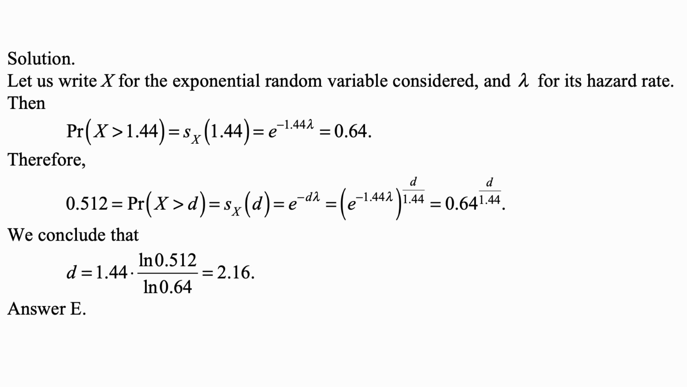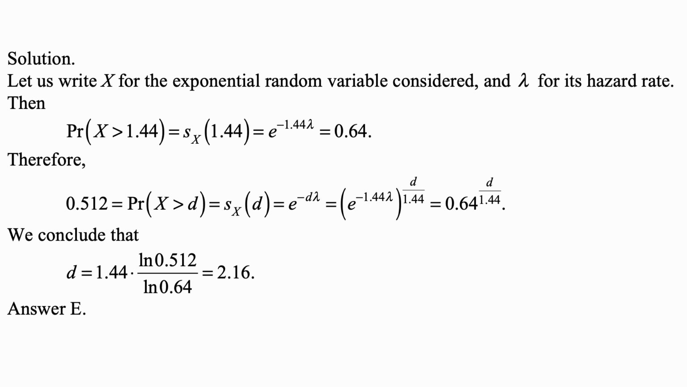Also, we know that 0.512 is the probability that X is more than D, which is the survival function of X evaluated at D. That is equal to e to the minus lambda times D, which is the same as e to the minus 1.44 lambda, to the power D over 1.44. But e to the minus 1.44 lambda, from what we stated just above, is 0.64. So this is equal to 0.64 to the power D over 1.44.